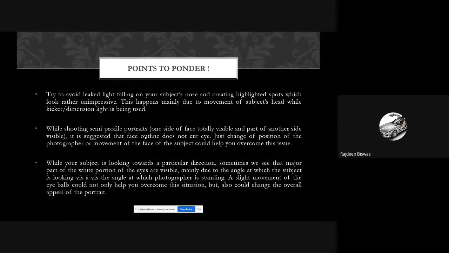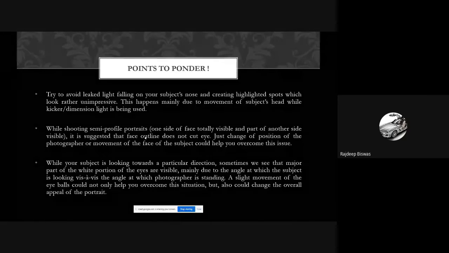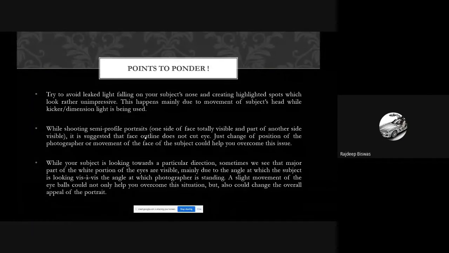Why the overall appeal? Just try to visualize. You have a fantastic portrait with fantastic tones, fantastic colors, fantastic texture. Suddenly, you see the subject looking out of the frame, extremely on the right-hand side or on the left-hand side. That's the vision of the subject. So it's actually driving my own vision out of the frame. It's not keeping me in the frame. So the overall appeal of the portrait is downgraded.